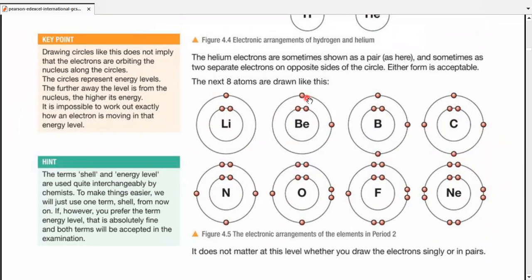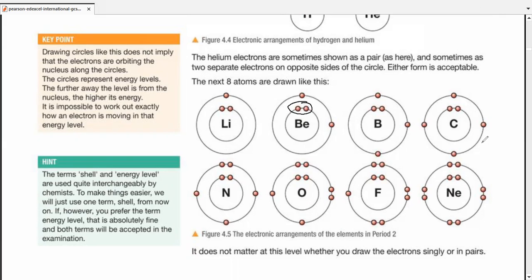Does the placement of the first 2 electrons in the first shell always have to be like that? What are you talking about? The pairing of electrons, the placement of the electrons in the first shell. Okay, let's talk about the placement. In the first shell, we usually put both electrons in the form of a pair.